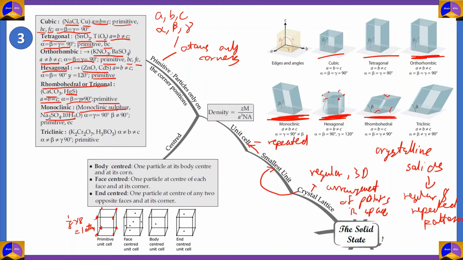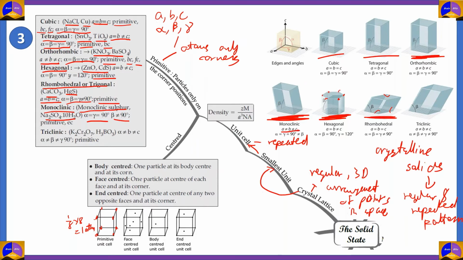Now, in this case, alpha is equal to gamma is equal to 90 degrees. However, beta is not equal to 90 degrees, as you can see here. And therefore, this looks like a parallelepiped. And over here, the sides are also different. So A is not equal to B is not equal to C.